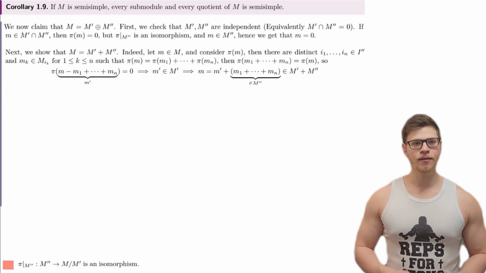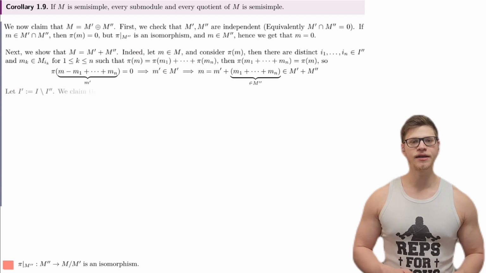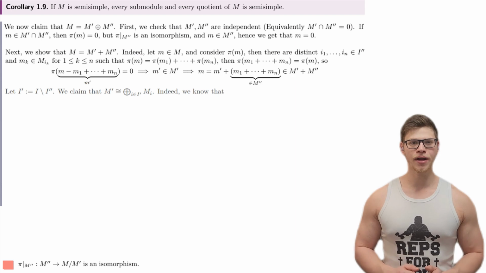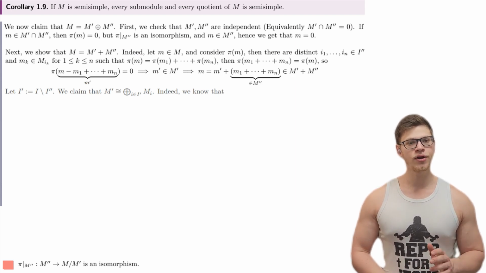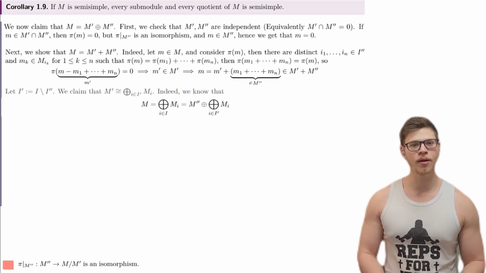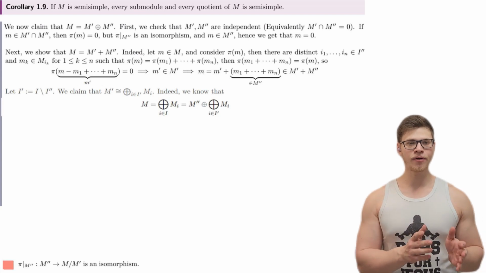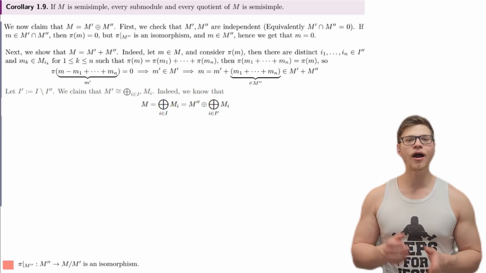Let I' be the set difference between I and I''. We claim that M' is isomorphic to the direct sum of Mᵢ indexed over I', and hence semi-simple. We know that we can write M as the direct sum over all of I, so we can split it into the I'' part, which is M'', and the I' part.